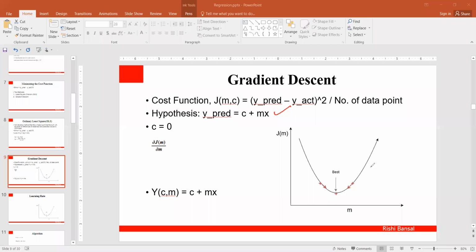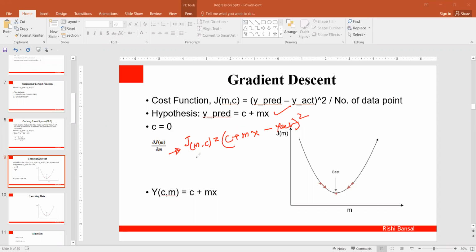So this is J(m, c). In J(m, c), we put this value, c plus mx minus y actual, and we square this term. Now we want to minimize this equation. That is our goal here.